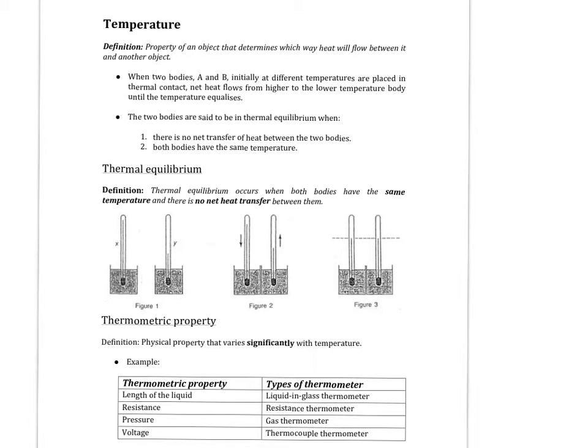Now, temperature is defined as the property of an object that determines which way heat will flow between it and another object. So why do we define temperature in this way? It's because imagine if you had a pen in your hand at 26 degrees Celsius and you bring it to the seaside where the temperature is 24 degrees Celsius. Now, if you were to consider the temperature only, then you will see that the temperature of the pen is actually higher than the temperature of the ocean.